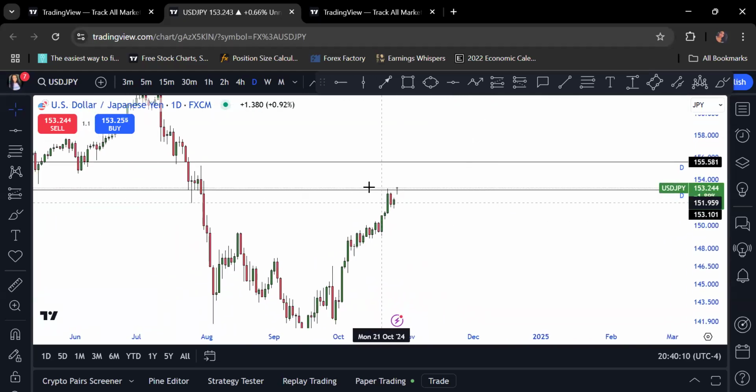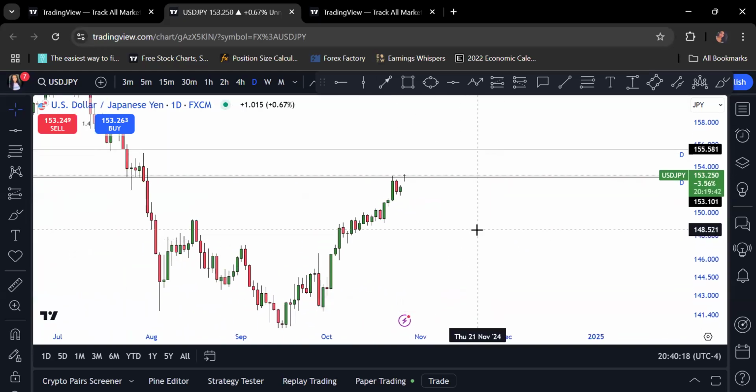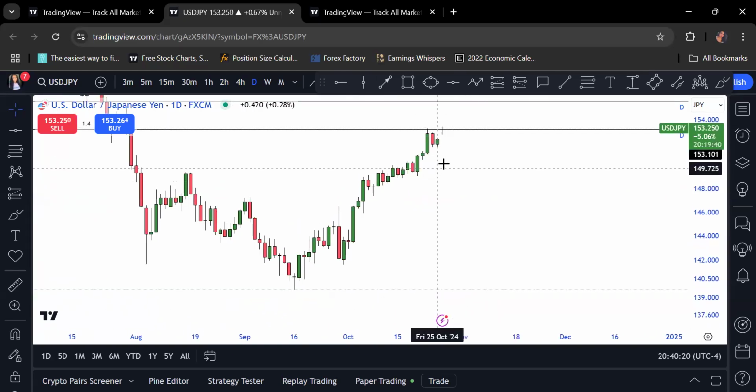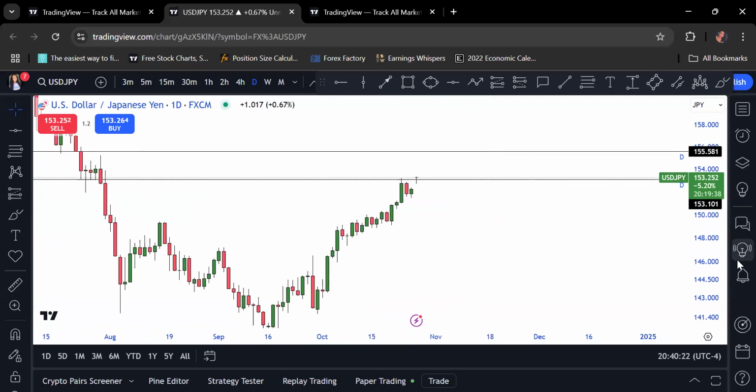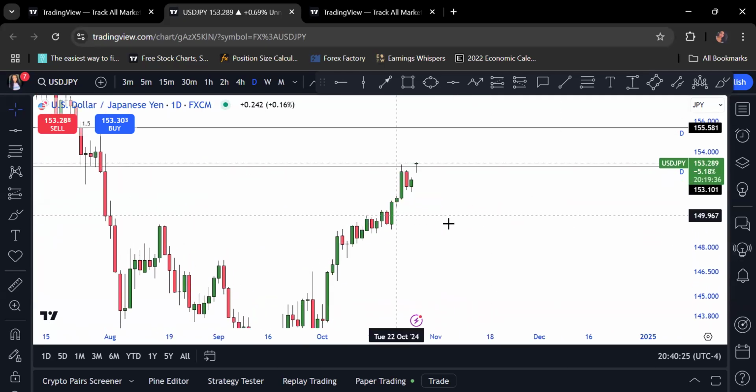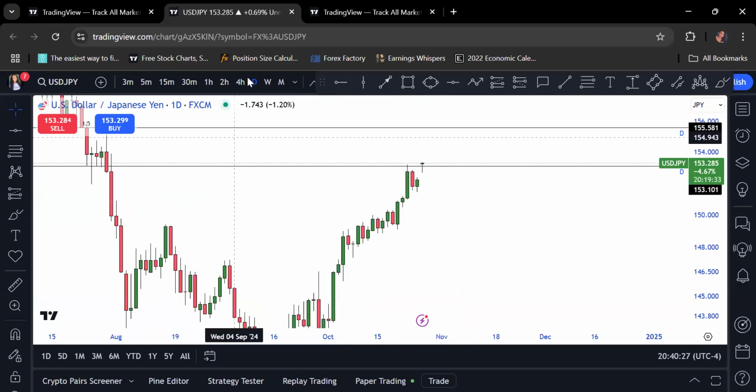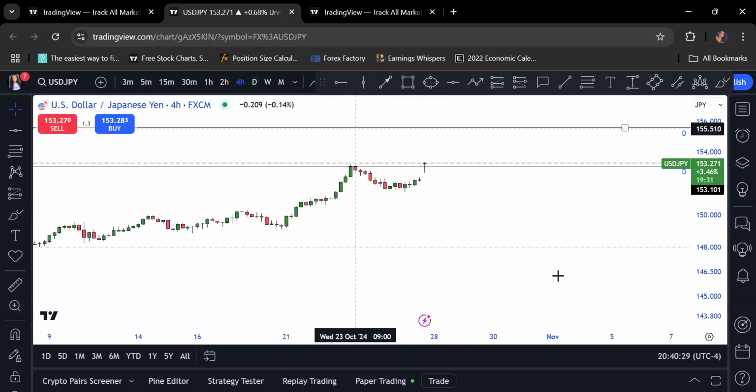Just daily. So I have a market structure level above where price is at, and then I do have one right below it. So I'm just gonna leave it at that. I'm not gonna put too much, or another one down here. If anything, I'll do it for the 4 hour. So we have that. Let's go to the 4 hour.